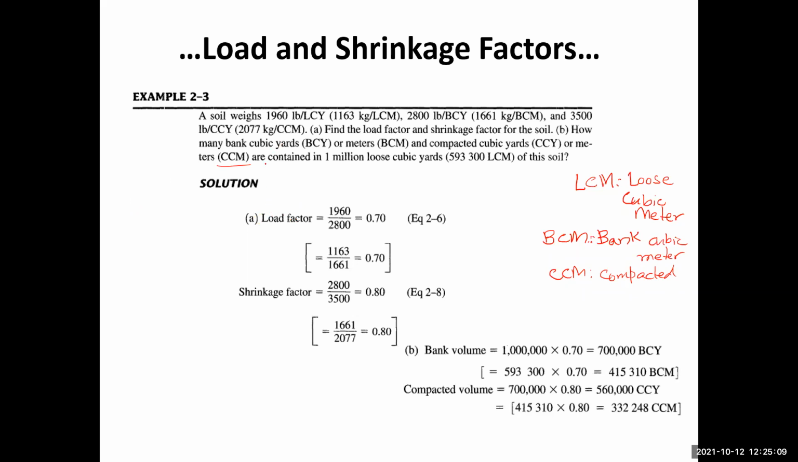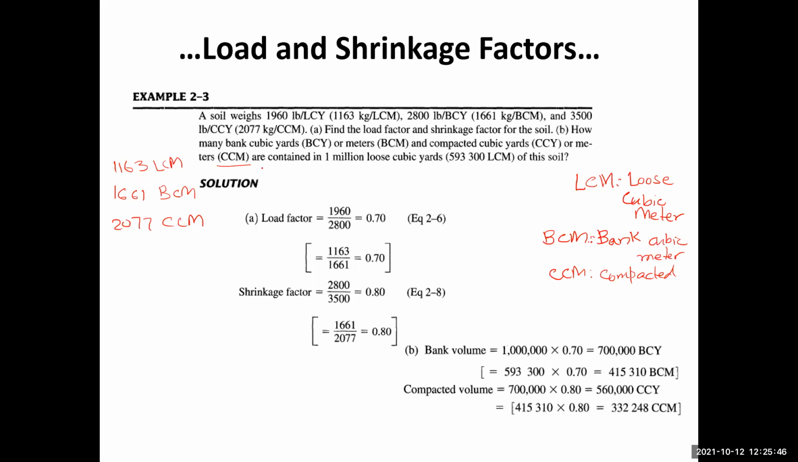So first of all, what we have to do over here is find the load factor and the shrinkage factor based on this information. So we have three values. One value is 1163, and this is the LCM. The other value is 1661, and this is the BCM. And the other value is 2077, which is CCM.